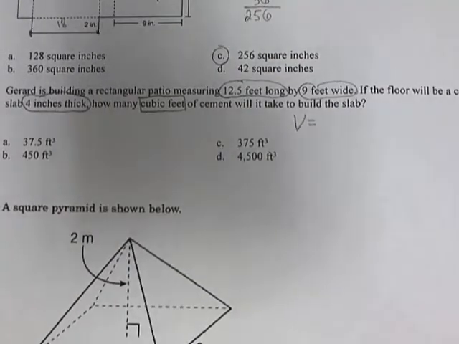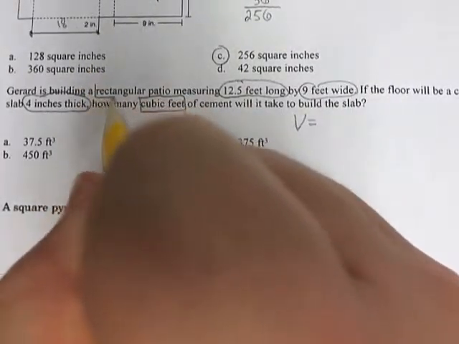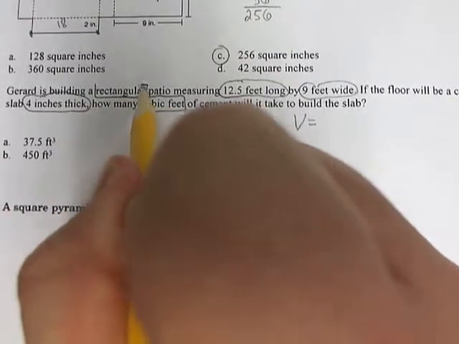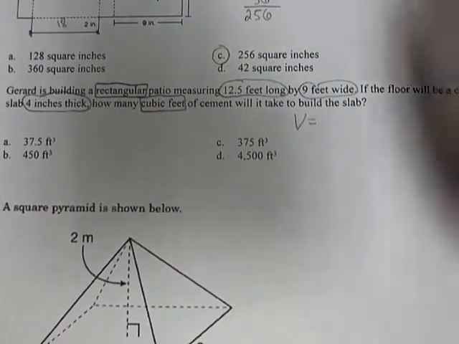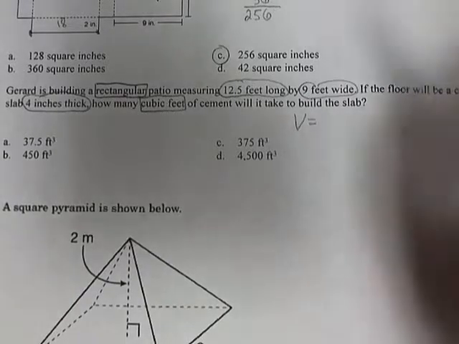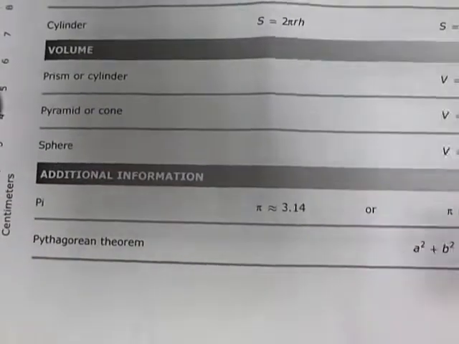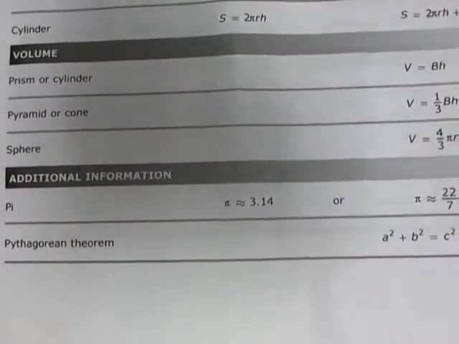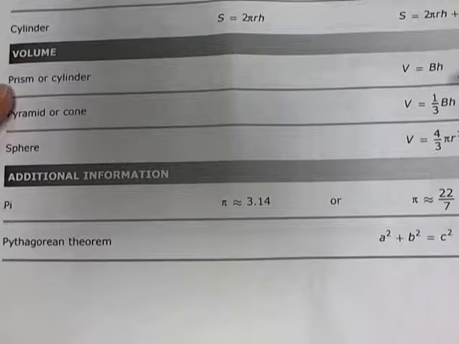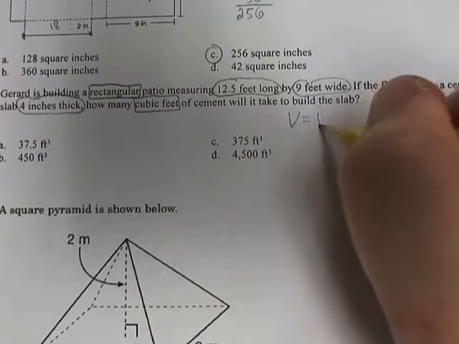And in order to solve for volume, we need to identify what type of shape this is. Well, it tells you right here, rectangular. So let's circle that, or put that in a rectangle as well, rectangular patio. So this concrete slab, cement slab, would have to be a rectangular prism. So take out your math chart. Let's find the formula for volume of a prism. It's capital B times H.